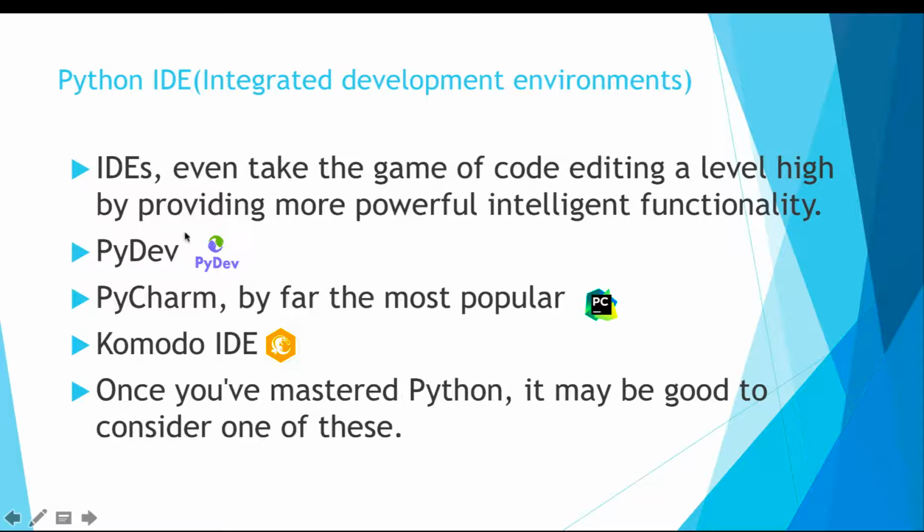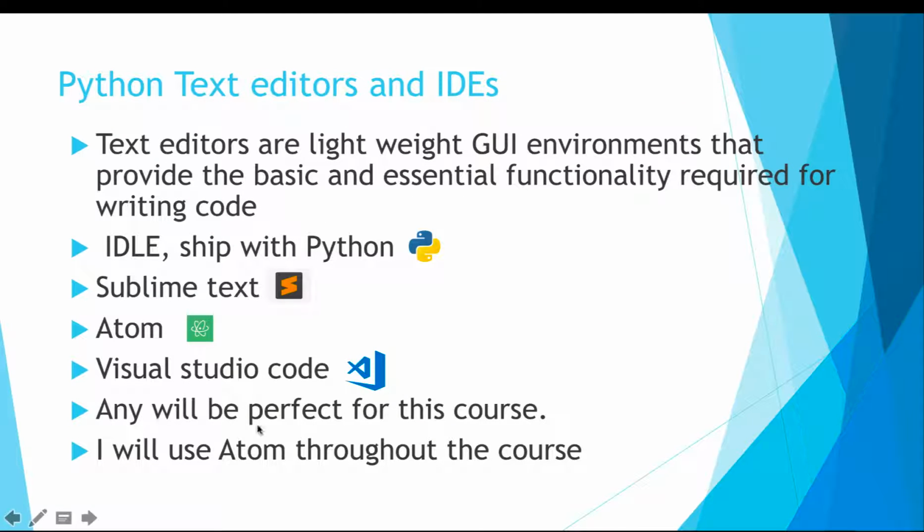We have PyDev, which is an integration of the Eclipse development environment. So if you are familiar with Eclipse, you might consider PyDev, which is also free. We also have PyCharm, which is by far the most popular. They have a community, that is free version, and a paid version. And we have Komodo IDE, which is another good option that you can use to write your Python code. So that's it. The choice is up to you, but for this course we'll be using Atom.